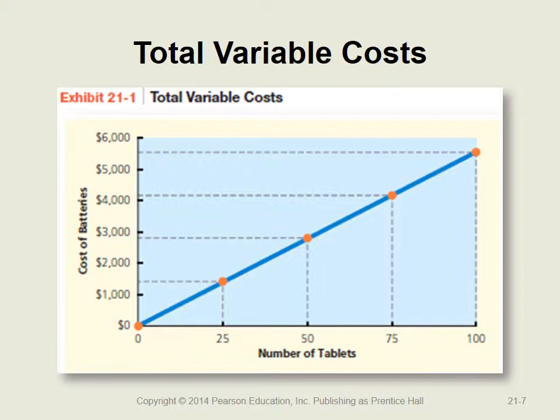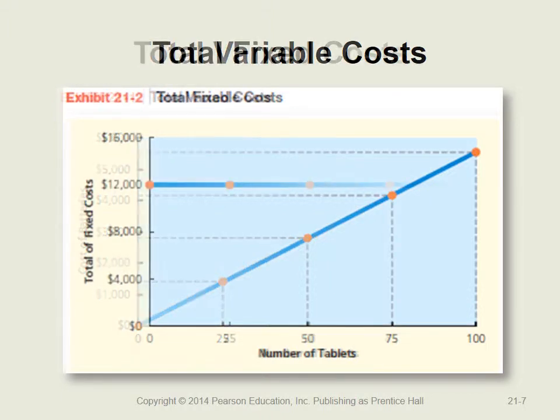The graph in Exhibit 21.1 shows how the total variable cost of batteries varies directly with the number of tablets produced. But again, note that the price per tablet remains constant at $55. Direct materials such as batteries are a variable cost. Direct labor is also a variable cost. Manufacturing overhead usually includes both variable and fixed costs. Next, we will take a look at fixed costs.